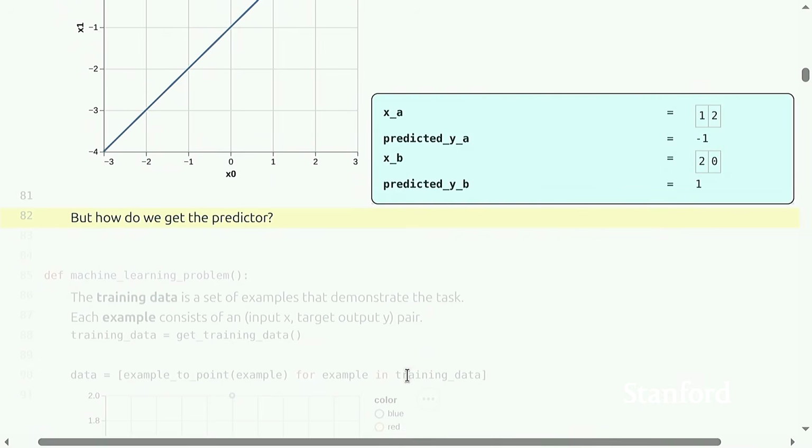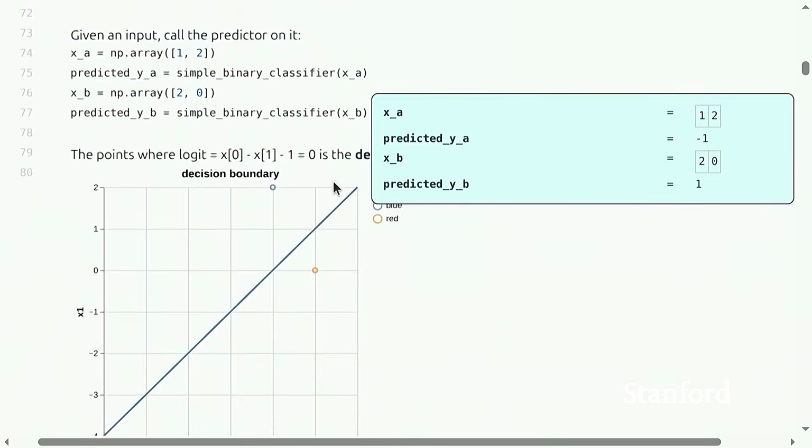Okay, so I've shown you an example of a particular predictor. And given this predictor, which happens to be linear, I can show you what it does on inputs. It classifies inputs either into +1 or -1, and we can visualize it in this input space. So there's no machine learning yet, because the key question is, now how do we get this predictor?